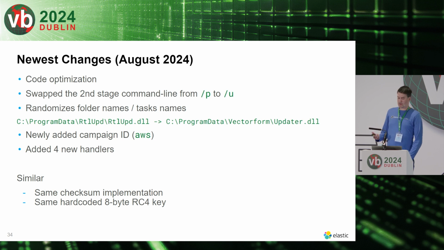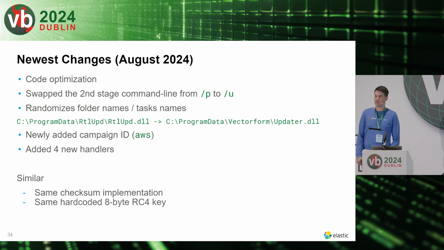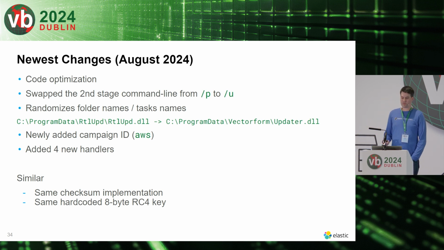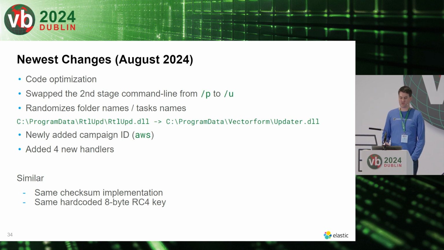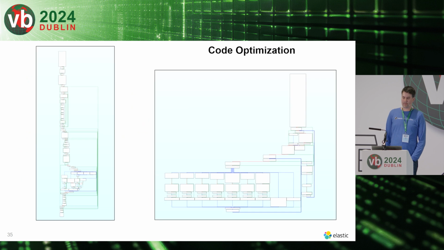From my side, I've seen a hard-coded string that they're starting to add, and then they send it from the victim. This looks to me like a campaign ID, so they're getting a little bit more mature to me. They've also added 4 new handlers as well. At the end of the day, it's still the same checksum implementations that they're using. The string encryption is the same. A lot of it is the same.